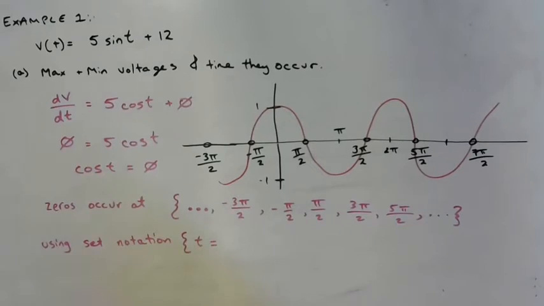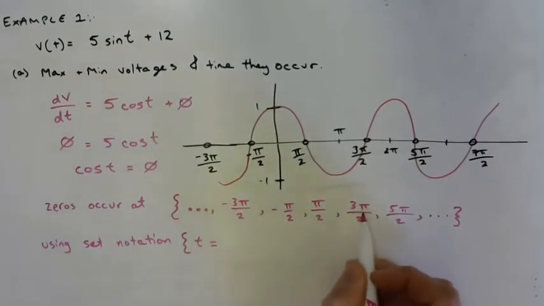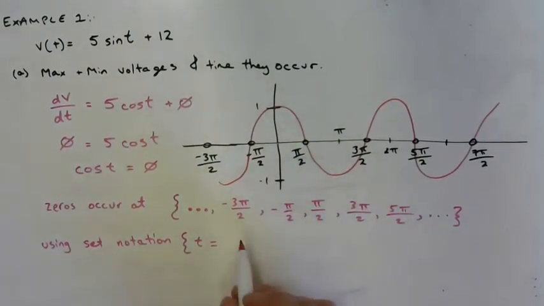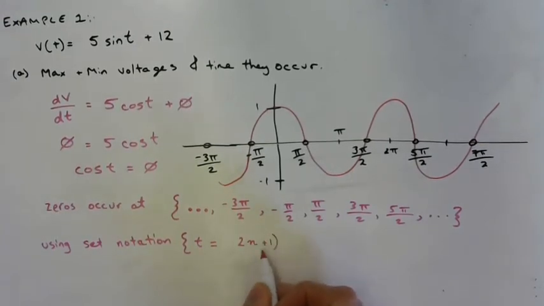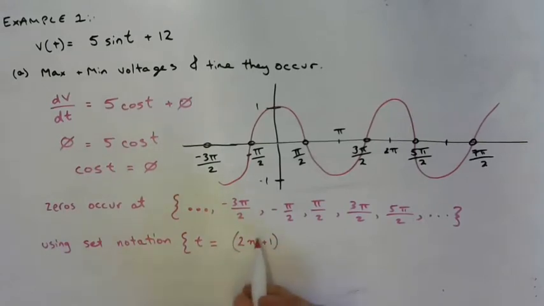All right, using set notation, t is equal to, we needed to create only odd values in front of our pi. So we've got 2, and I'm going to use the letter n, 2n plus 1. That will give us all of the odd numbers, infinite negative and infinite positive. And then we're multiplying that by pi over 2. You could write it this way as well. You could write 2n plus 1 times pi and the whole thing over 2. That's fair as well.